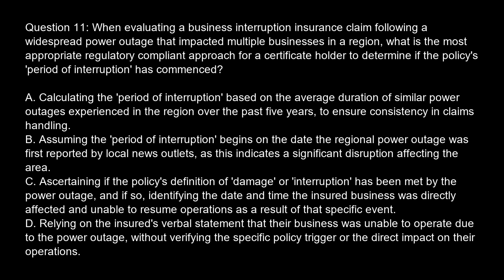Option C. Ascertaining if the policy's definition of damage or interruption has been met by the power outage, and if so, identifying the date and time the insured business was directly affected and unable to resume operations as a result of that specific event. Option D, relying on the insured's verbal statement that their business was unable to operate due to the power outage, without verifying the specific policy trigger or the direct impact on their operations.